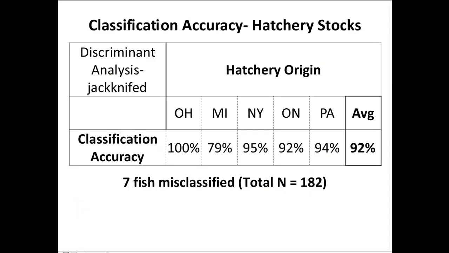And in fact, if we look at it and we use certain other statistical techniques, we can say that, sure enough, we can tell the Ohio fish with 100% certainty, pretty good at these other hatcheries, good by this standard, but not quite as good, trying to identify Michigan fish. So we looked at all 182 fish that we were working with, and we only misclassified 7 of them. Not bad, okay? So we have this technique now to identify which hatchery a fish came from.